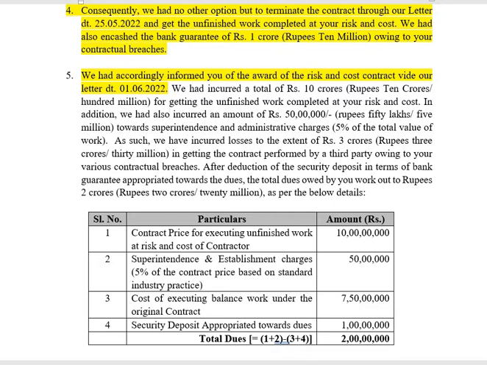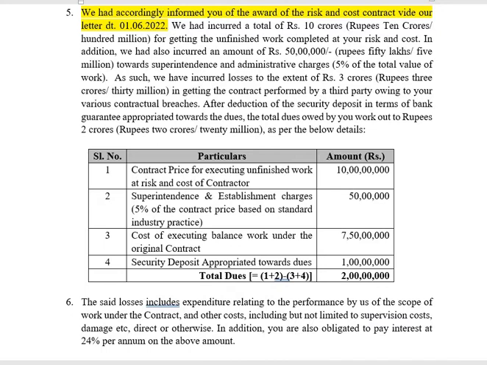In addition, we had also incurred an amount of rupees 50 lakhs, that is 5 million, towards superintendence and administrative charges, which works roughly about 5% of the total contractual value. As such, we have incurred losses to the extent of rupees 3 crores or 30 million in getting the contract performed by a third party owing to your various contractual breaches. This 3 crores work out like this.